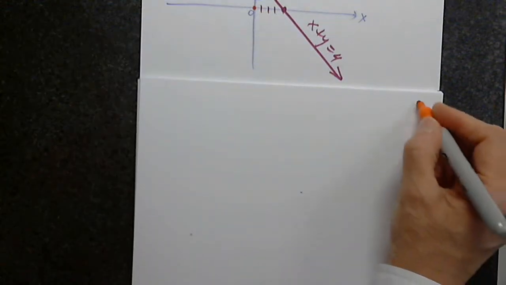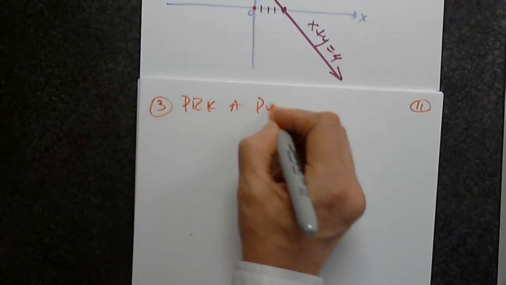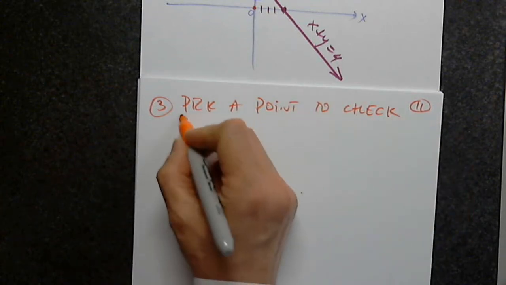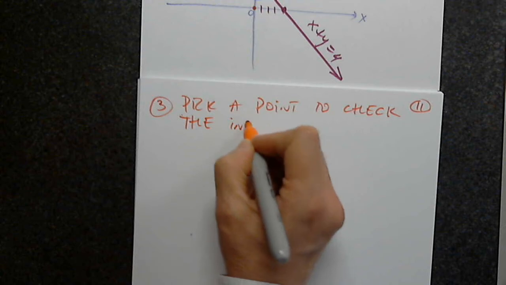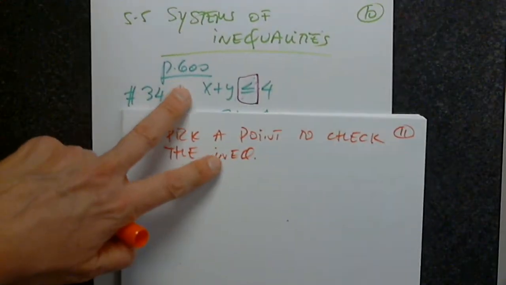So in step 3, I pick a point to check the inequality. You cannot pick a point on the graph, on the line. If the graph passes through the origin, you cannot pick the origin. In this case, it doesn't, so I will pick the origin and go back, and here's what I do.